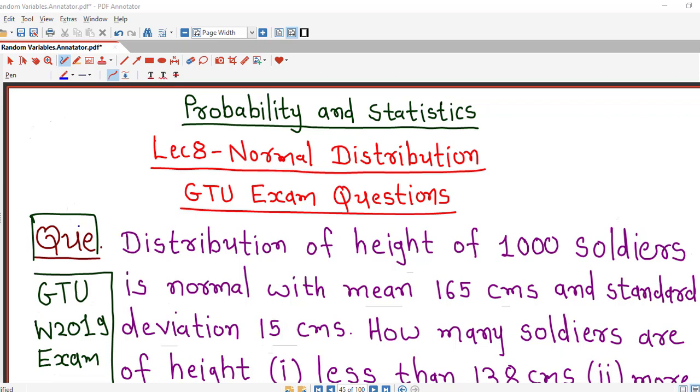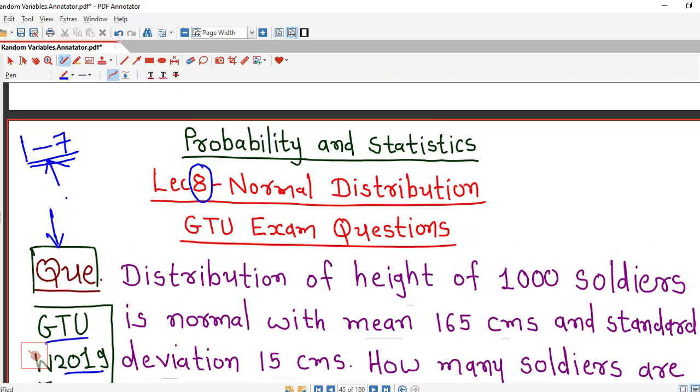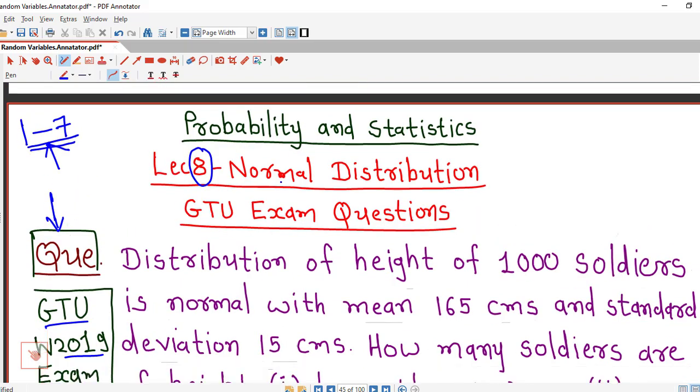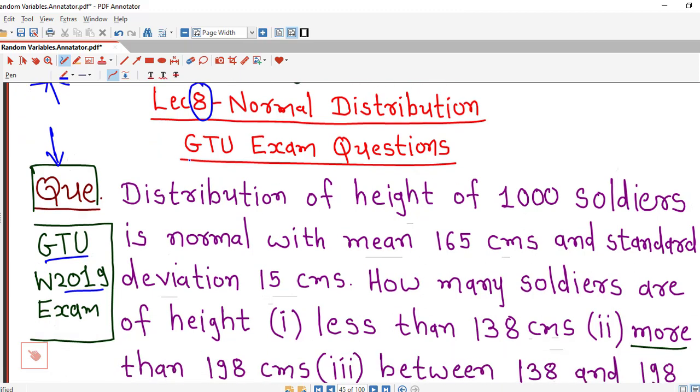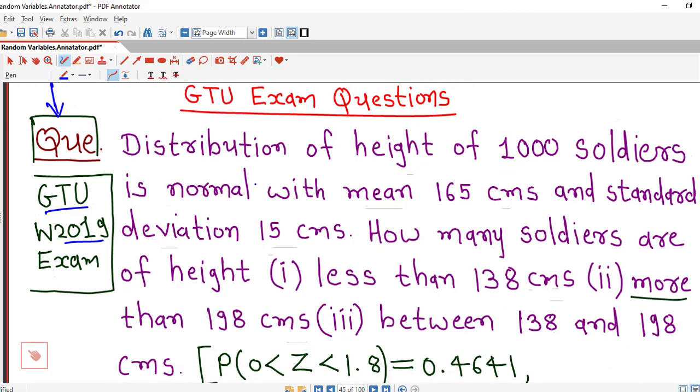In this lecture we are going to discuss one question on normal probability distribution which was asked in the GTU Winter 2019 exam. If you have not seen my lectures number 1 to 7 on normal distribution, I suggest you watch these lectures first before going for this lecture so that you can understand all the concepts of normal distribution very well. Okay, so fine, we start with this question.